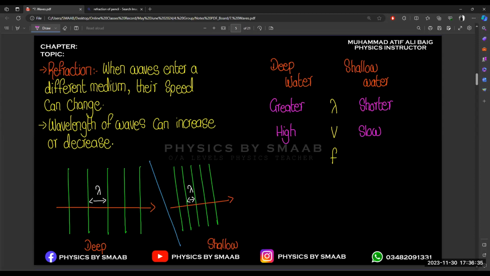And if we talk about the frequency, so frequency remains same in both cases, because the concept of frequency is the number of waves per unit time passing through any specific point. So basically, you know that when you are moving with high speed, your wavelength is also greater, right?